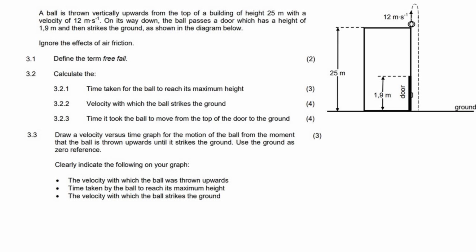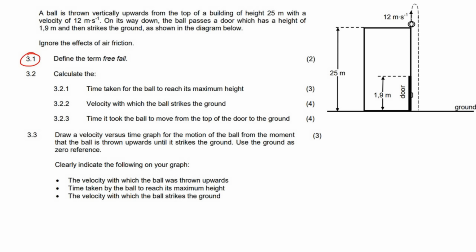So yeah. A ball is thrown vertically upwards from the top of a building of height 25 meters with a velocity of 12 meters per second. On its way down, the ball passes a door which has a height of 1.9 meters and then strikes the ground as shown in the diagram. Okay, so everything's shown pretty nicely over here. We've got a ball that gets thrown upwards at 12 meters per second, and then it comes down and hits the ground. The first question says, define the term free fall.